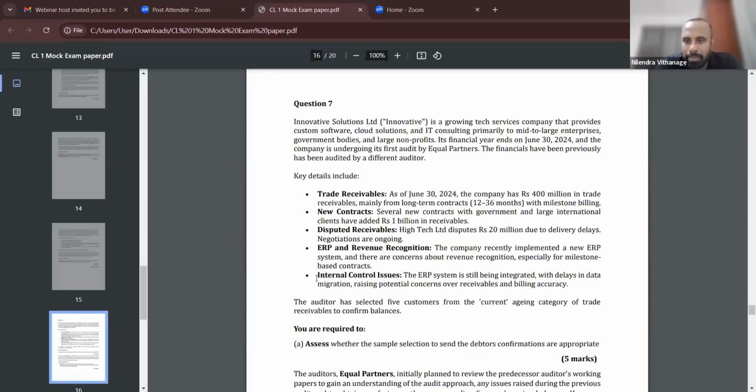ERP and revenue recognition: the company recently implemented a new ERP system, and there are concerns about revenue recognition, especially in milestone-based contracts. Internal control issues: the ERP system is still being integrated, with delays in data migration. The auditor has selected 5 customers from the current aging category for the trade receivables. Is selecting 5 customers adequate or not?